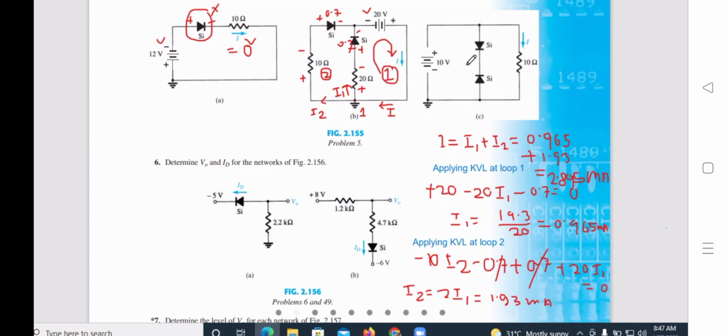So this is the second problem. Now for the third problem, we have to find out I1. So here you can see the diodes are connected in opposite direction. When this side plus, this side minus, battery is connected like this. Silicon diode, this side plus, this side minus. So this is forward bias. This diode, this side minus, this side plus. So this is reverse bias. So this will open.